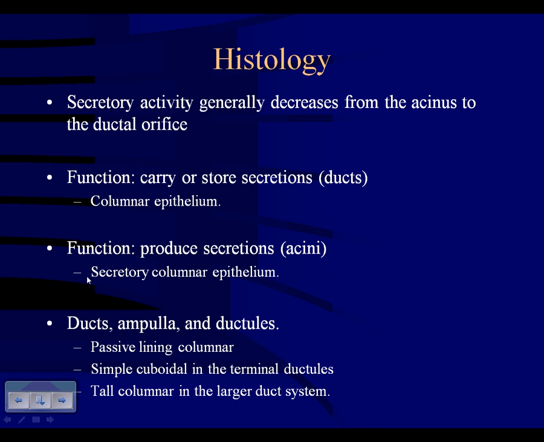Now, secretory activity generally decreases from the acinus to the ductal orifice. So the most secretory activity is seen within the acinar structures that make up the microscopic lobules of the breast tissue.